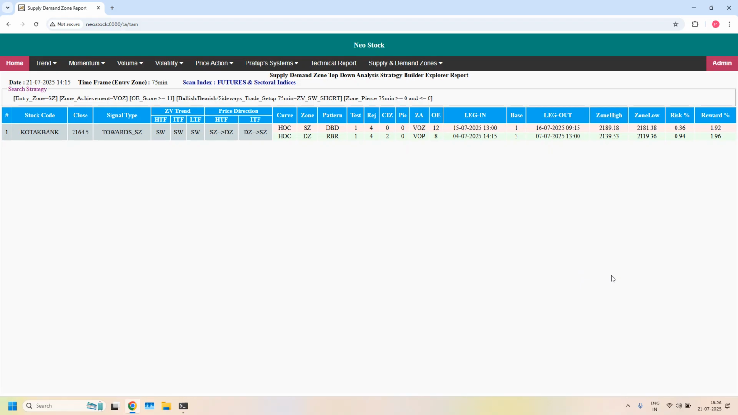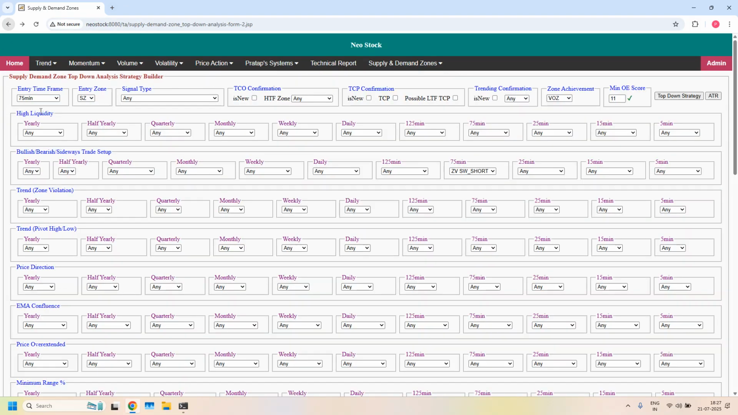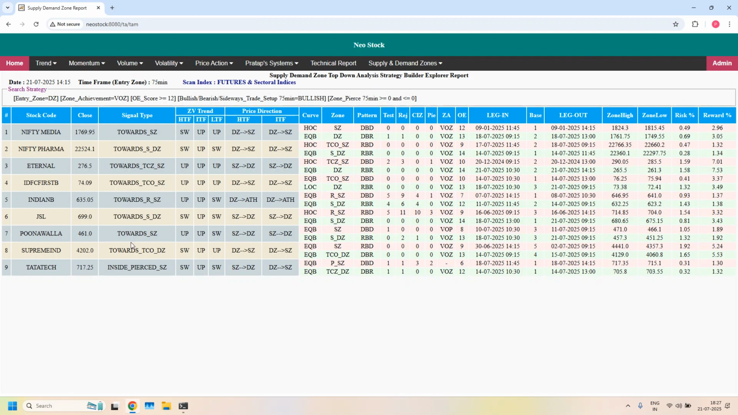Next, we will look into bullish trade setup for weekly income trade. So the changes are 75 minutes demand zone and here bullish at 75 minutes. And now third change, minimum odd enhancer score should be 12. Okay, now all the three filters are applied to the 75 minutes demand zone. Let's filter. We got 9 stocks supporting bullish trade setup for weekly income trade, and entry time frame zones are 75 minutes demand zones. So total 9 stocks we got.